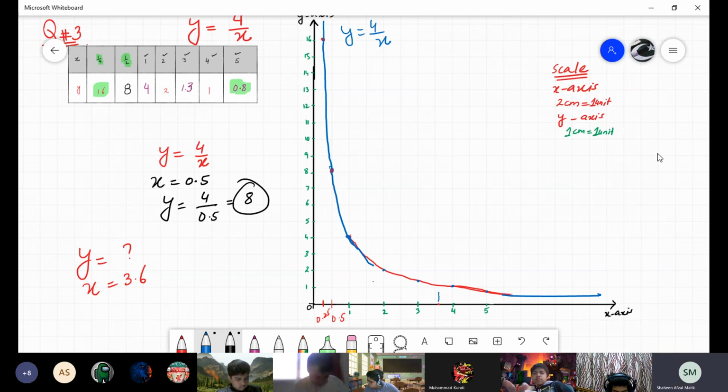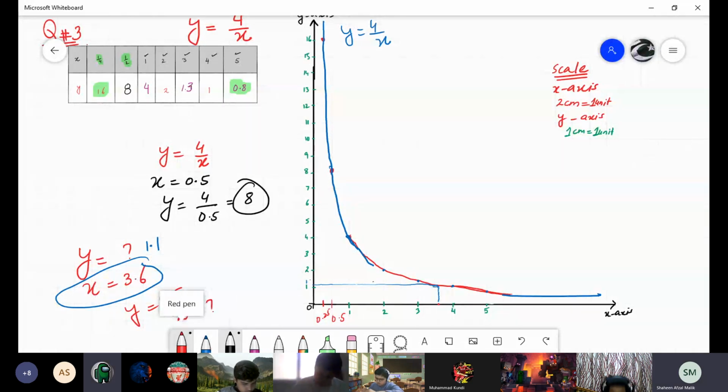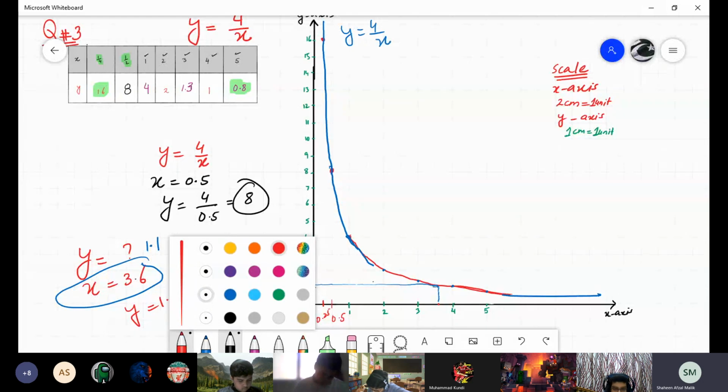If we move from this point, we get the value exactly at 1.1. So y is equal to 1.1 when x is equal to 3.6. The second value, y is equal to 1.5. You have to find x. Ma'am, I got 2.6. 2.75. Just wait. We have to draw a line from y equal to 1.5.